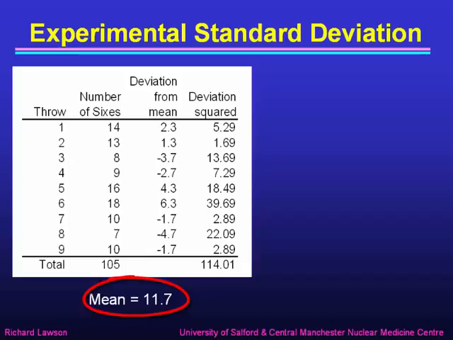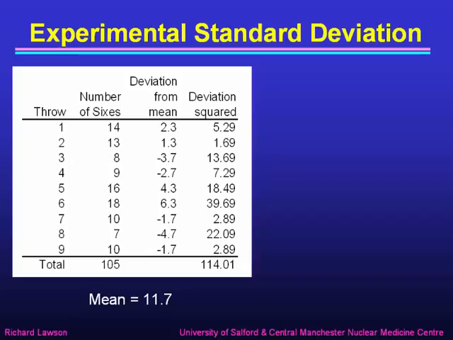The next step is to calculate the deviation from the mean by subtracting the mean of 11.7 from each of the values. 14 minus 11.7 is 2.3. 13 minus 11.7 is 1.3. 8 minus 11.7 is minus 3.7, and so on. Then we have to square these deviations. 2.3 squared is 5.29. You'll obviously need a calculator to do that. 1.3 squared is 1.69. Minus 3.7 squared is 13.69, and so on.